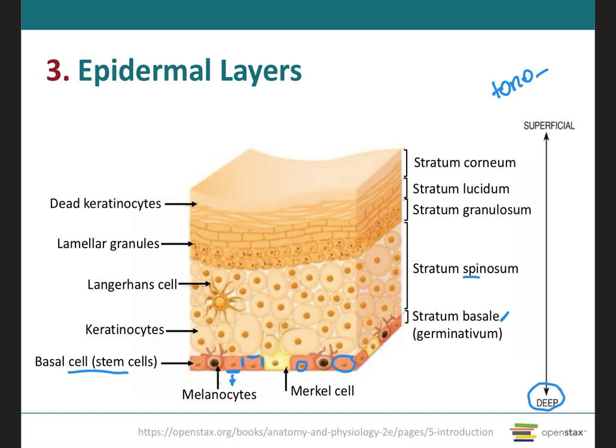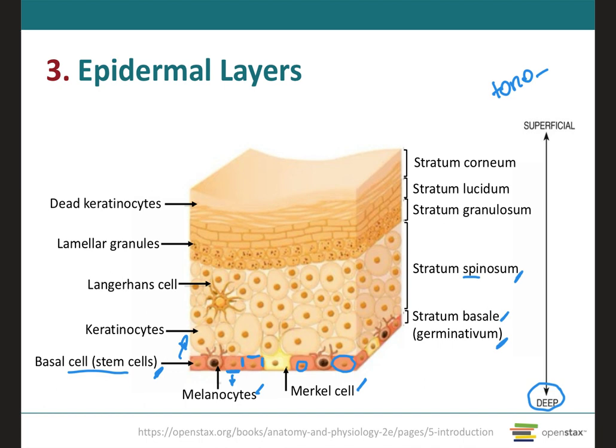Besides the keratinocytes and the stem cells, we also have the presence of melanocytes and these tactile epithelial cells, which are called Merkel cells, and we will talk more about the different cell types in the next slide. The stratum basale is sometimes also referred to as stratum germinativum. Germinativum means sprout, and this comes from the fact that the stem cells located in this layer will give rise to new keratinocytes.